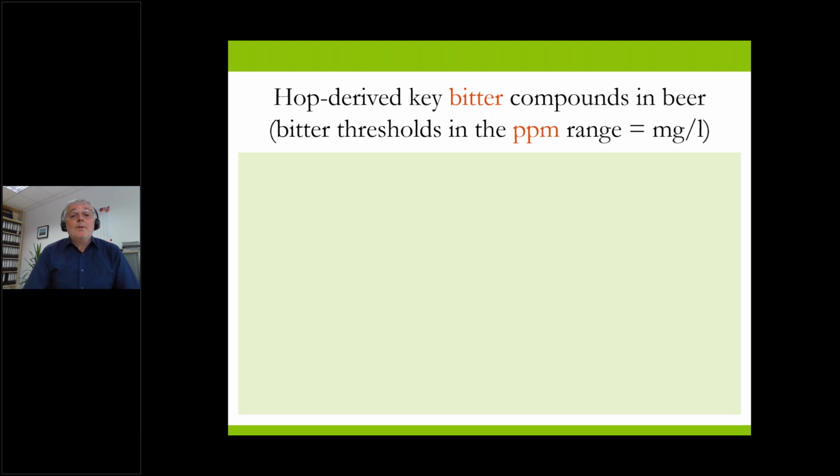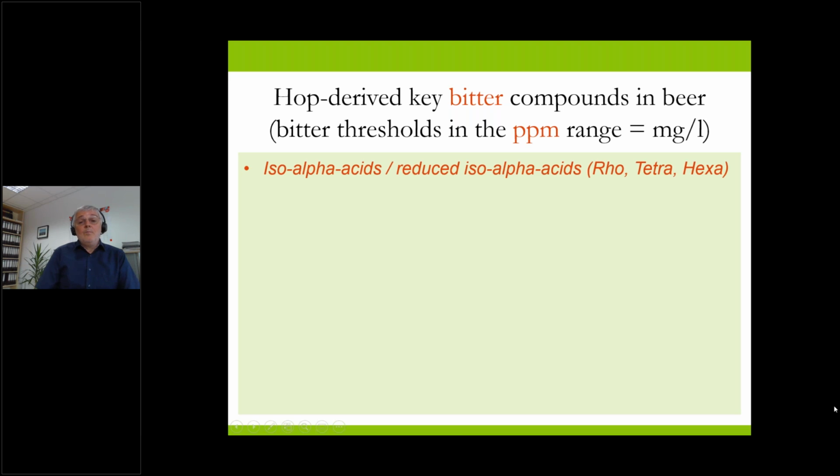Some more information on the hop-derived key bitter compounds in beer. The thresholds of these compounds are usually in the ppm range. This means in the milligram per liter range. In every beer, you have the iso-alpha acids or the reduced forms, the rho, tetra, or hexa iso-alpha acids. This is what we know from every beer.